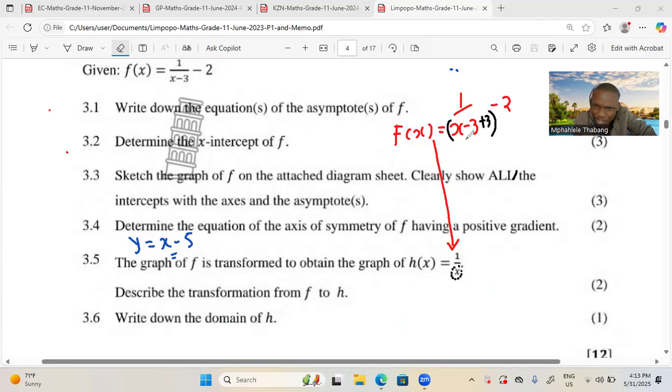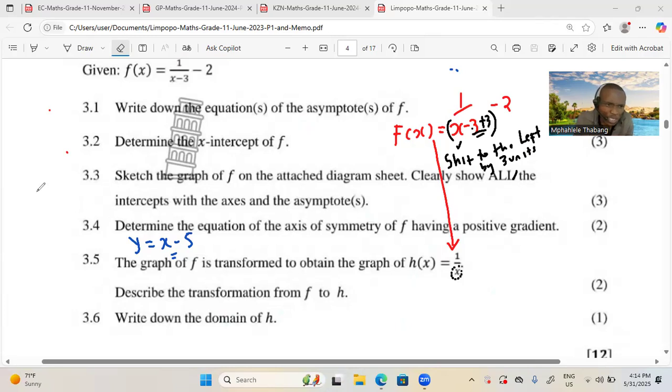They added 3 so that minus 3 plus 3 can be 0, so that they can be left only with x. So they added 3 to the x value. So what actually happened? When you add to x, you are actually shifting to the left. Sorry, they shift to the left. When you add to x, you are shifting to the left by 3 units. So they shifted to the left by 3 units.